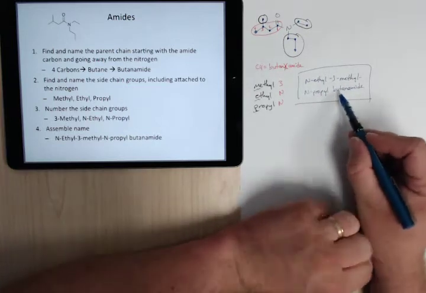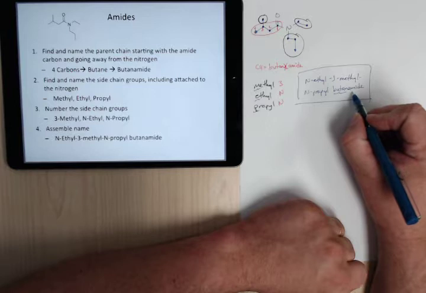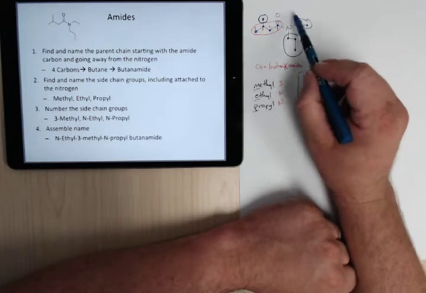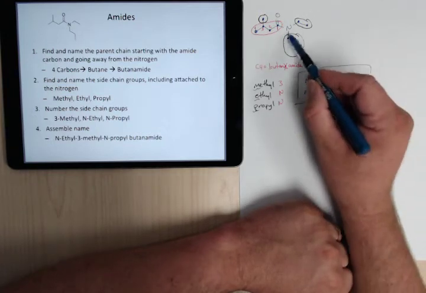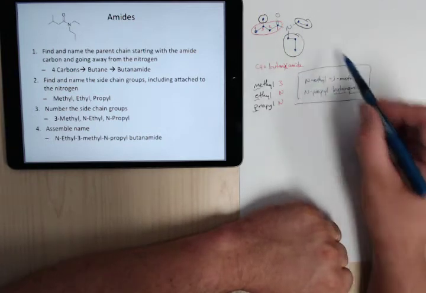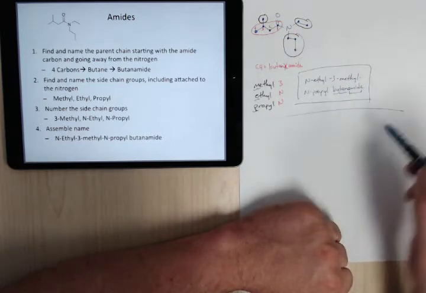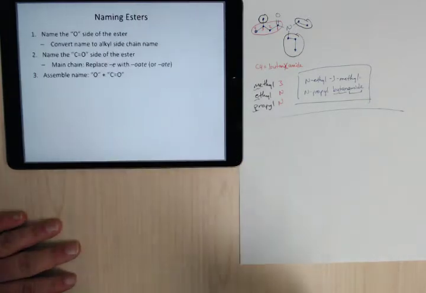So we have a main chain that's 4 long here. Oh, hey, we have an amide functional group at carbon 1. So hanging off of the nitrogen, we have a propyl and an ethyl, and hanging off of carbon 3, we have a methyl. So there we go. Not too bad.